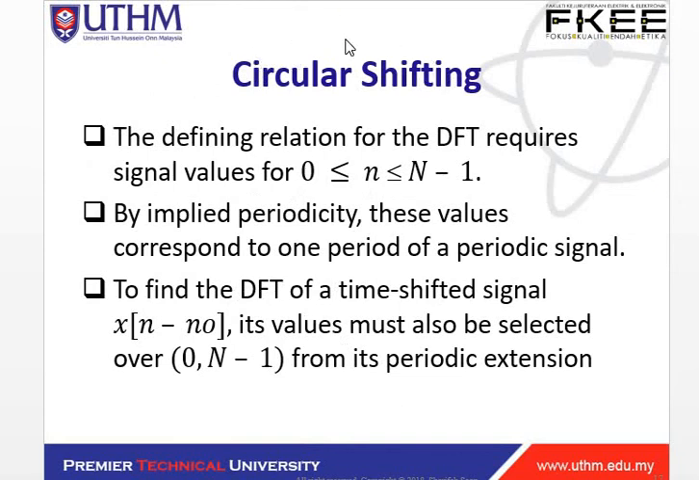Next one is the circular shifting. It's also a type of shifting, but it is a circular shifting. The circular shifting requires the signal value from 0 to N minus 1. So in order to find the discrete Fourier transform of the time shifted signal, the value must also be selected over from 0 to N minus 1 from its periodic extension, since the DFT is for the periodic signal.